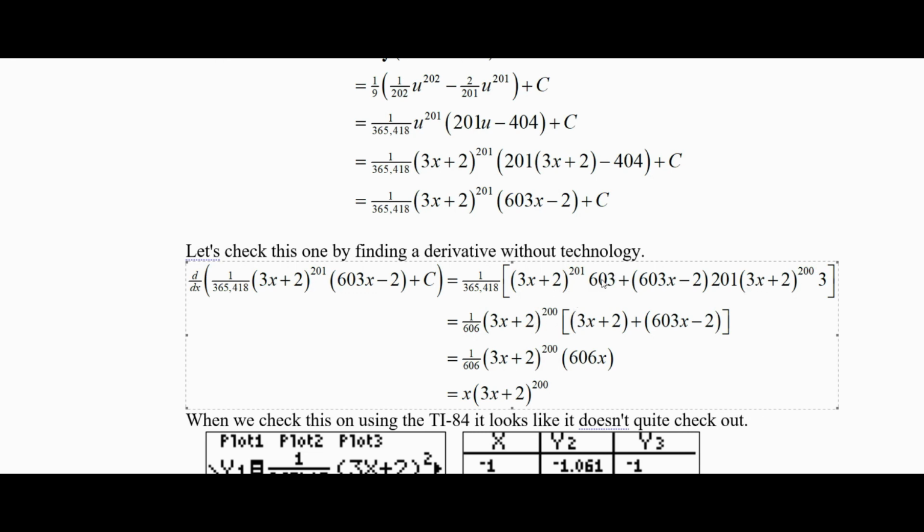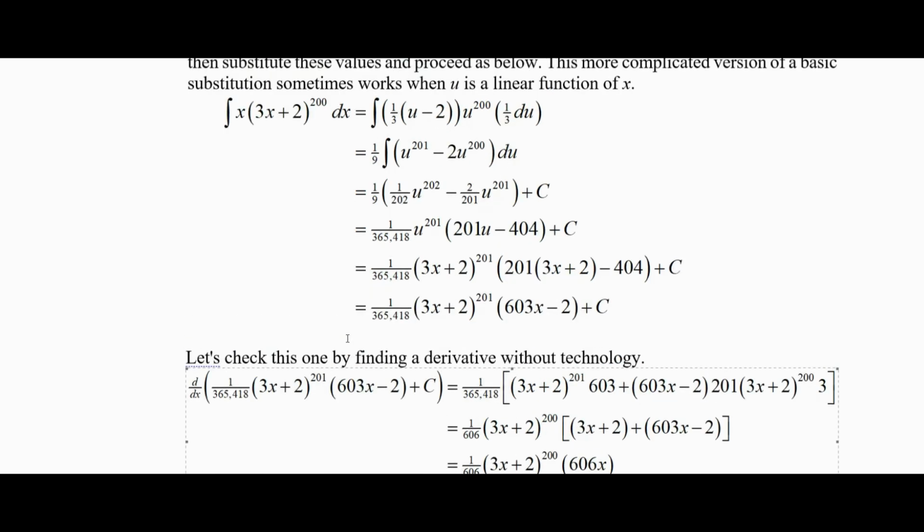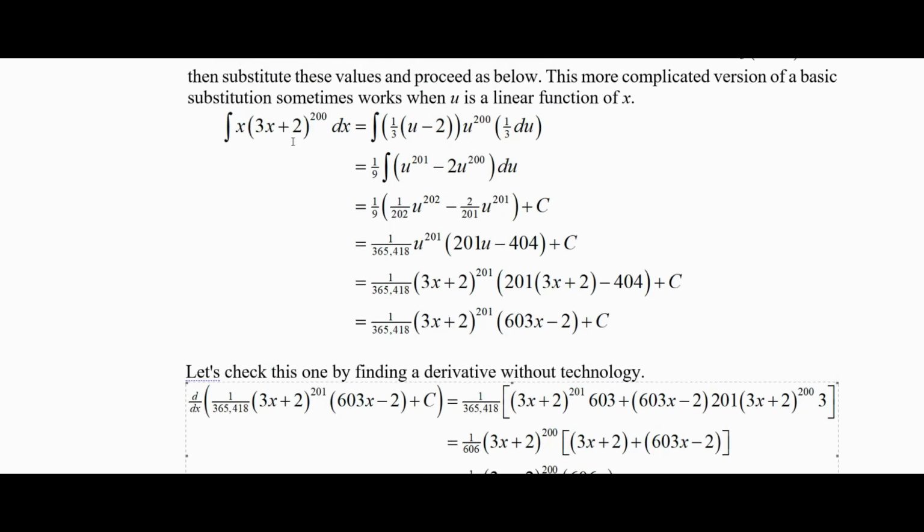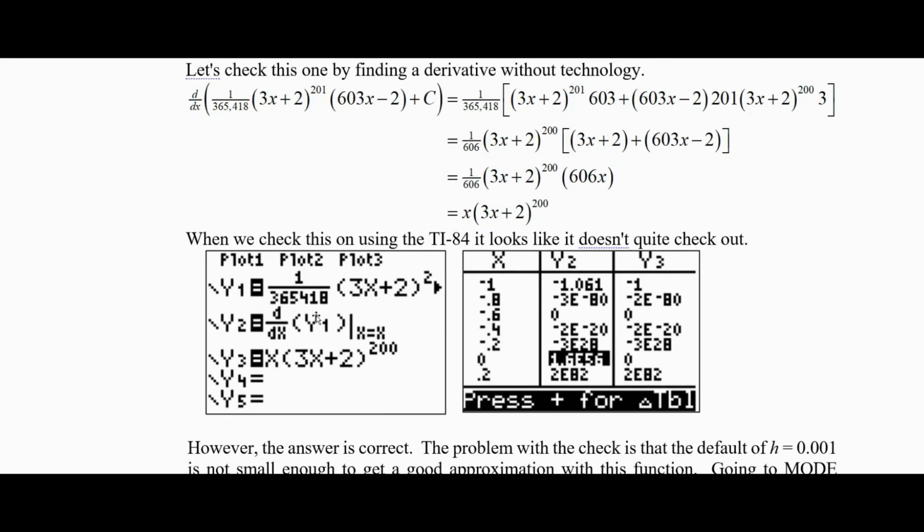Now let's see what's left. That's gone. This is just one of these left, so that's first power. That term's gone altogether. The only thing left here is 603 minus 2. Combining like terms, that's 606x. The 2's cancel. Oh, look at that. The 606 cancels. We get x times 3x plus 2 to the 200th. Good news, because that's what it's supposed to be. That's what we're looking for. So that one checks.